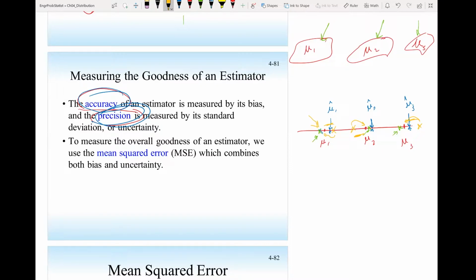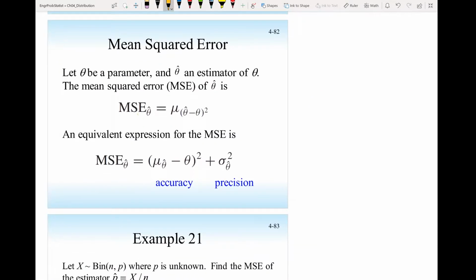That's what we mean by a measure of the goodness of an estimator. We use accuracy and precision, and these two things are combined in something we call the mean square error. So let's define the mean square error. It's very simple. The E here stands for error: you take the difference between the actual value and the estimate. The difference will be the error. Then you square it. Then you take the mean of the squared error, because you're going to be using your algorithm, as we said, maybe for 3 different populations.